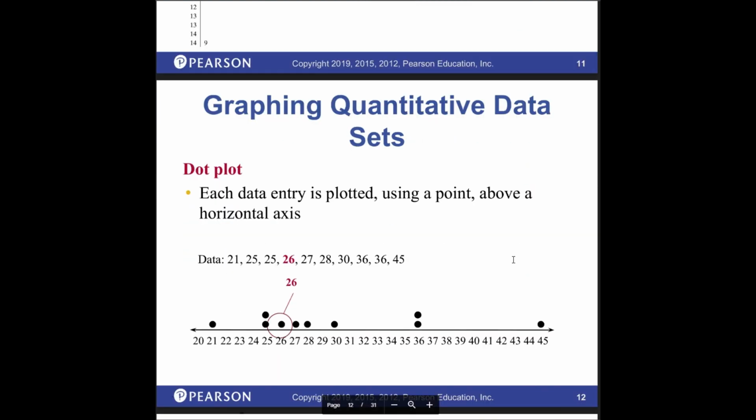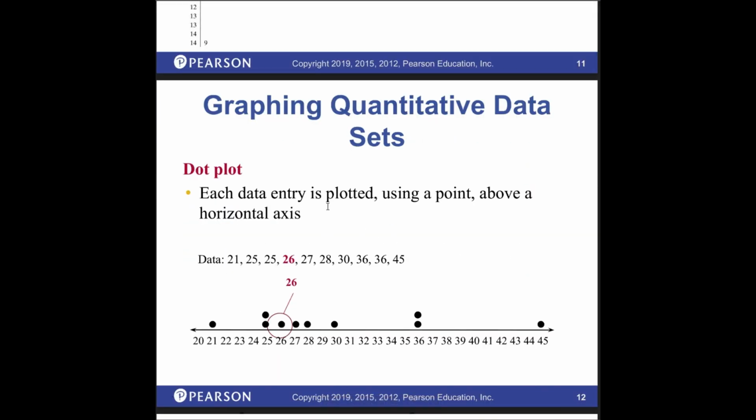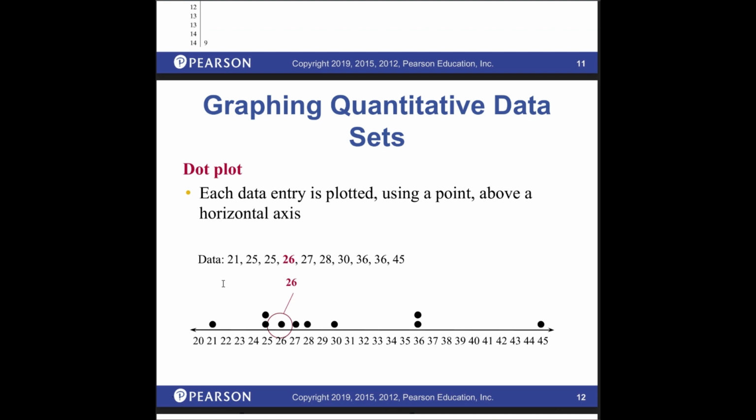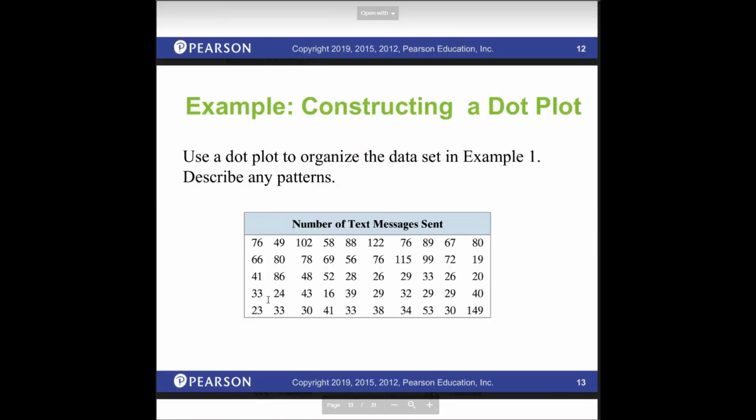Over here we have graphing quantitative data sets. Dot plot: each data entry is plotted using a point above a horizontal axis. We have the data 21, 25, 25, 26, 27, 28, 30, 36, 36, and 45. As you can see, we have numbers listed from 20 to 45, and dots representing them. For example, there's a dot on top of 21, and since we have two 25s, there are 2 dots on top of that. Simple as that.